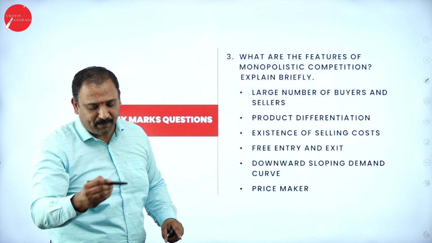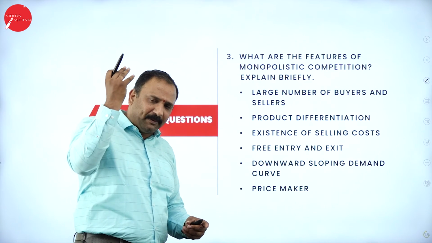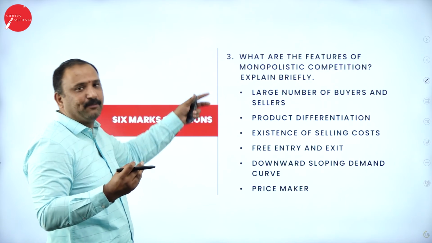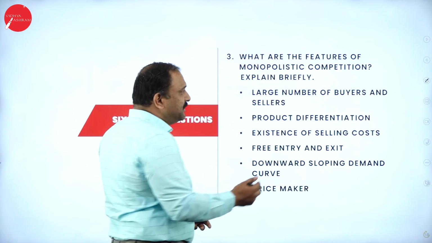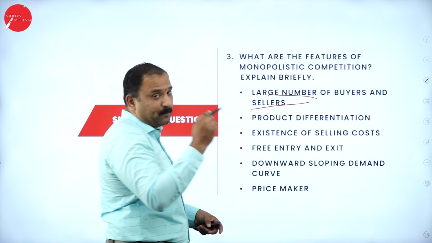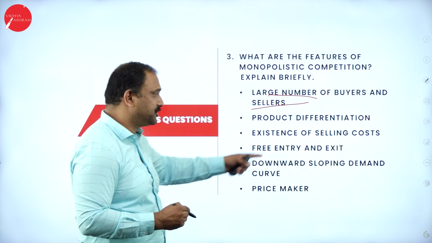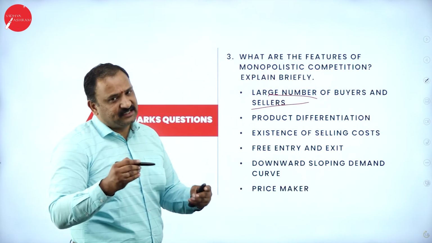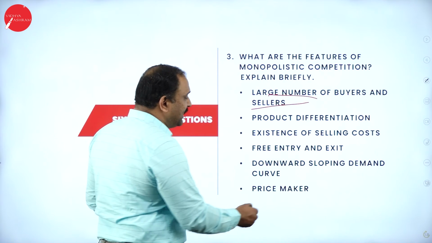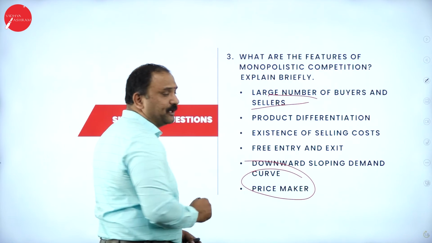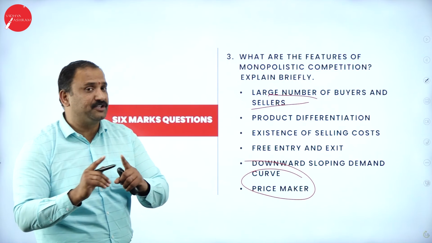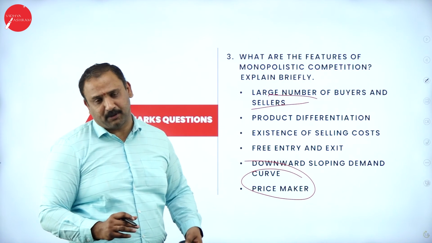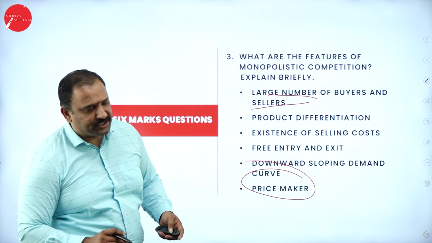Followed by what are the features of monopolistic competition. This is different from monopoly. Most of the time people make the mistake of not understanding monopoly and monopolistic. Monopolistic means a large number of buyers and sellers, product differentiation comes into picture, existence of selling cost, free entry and exit, a sloping demand curve, and a price maker again comes into picture. Monopoly and monopolistic are not the same, they are slightly different. This is about a differentiated product, and that is about a homogeneous product.